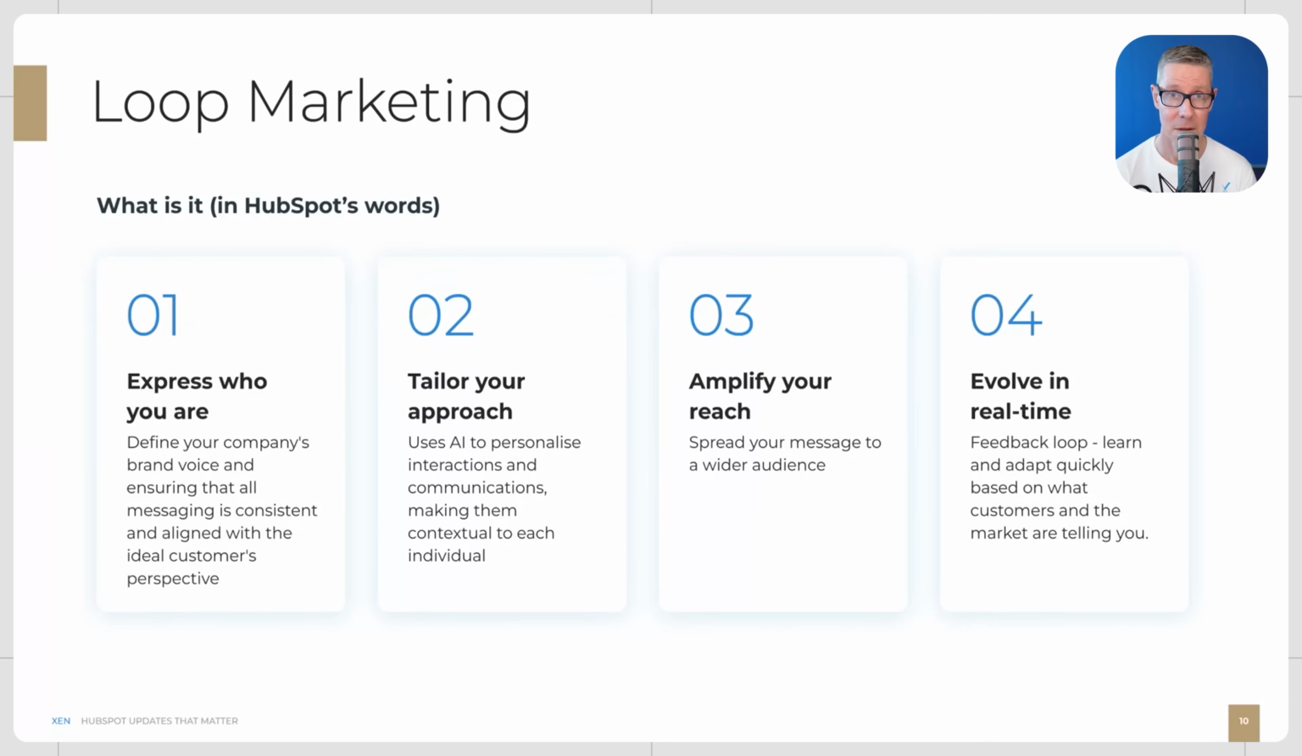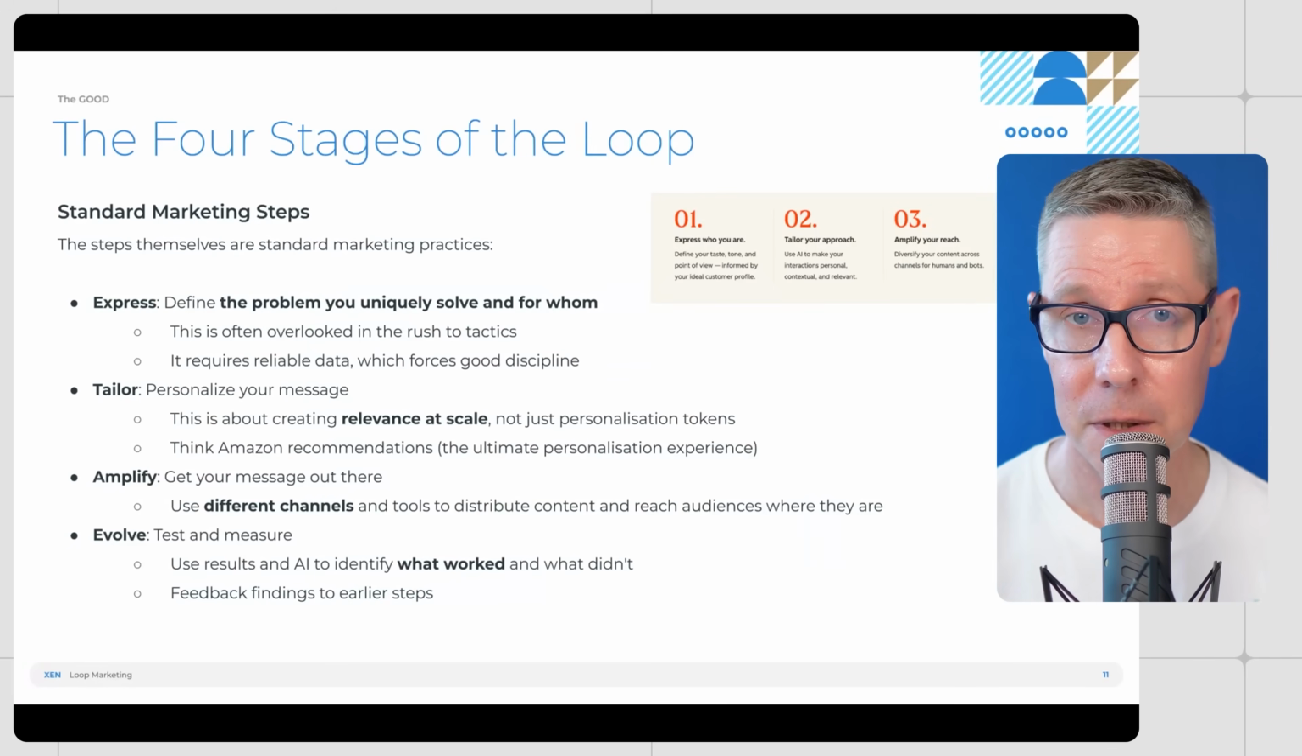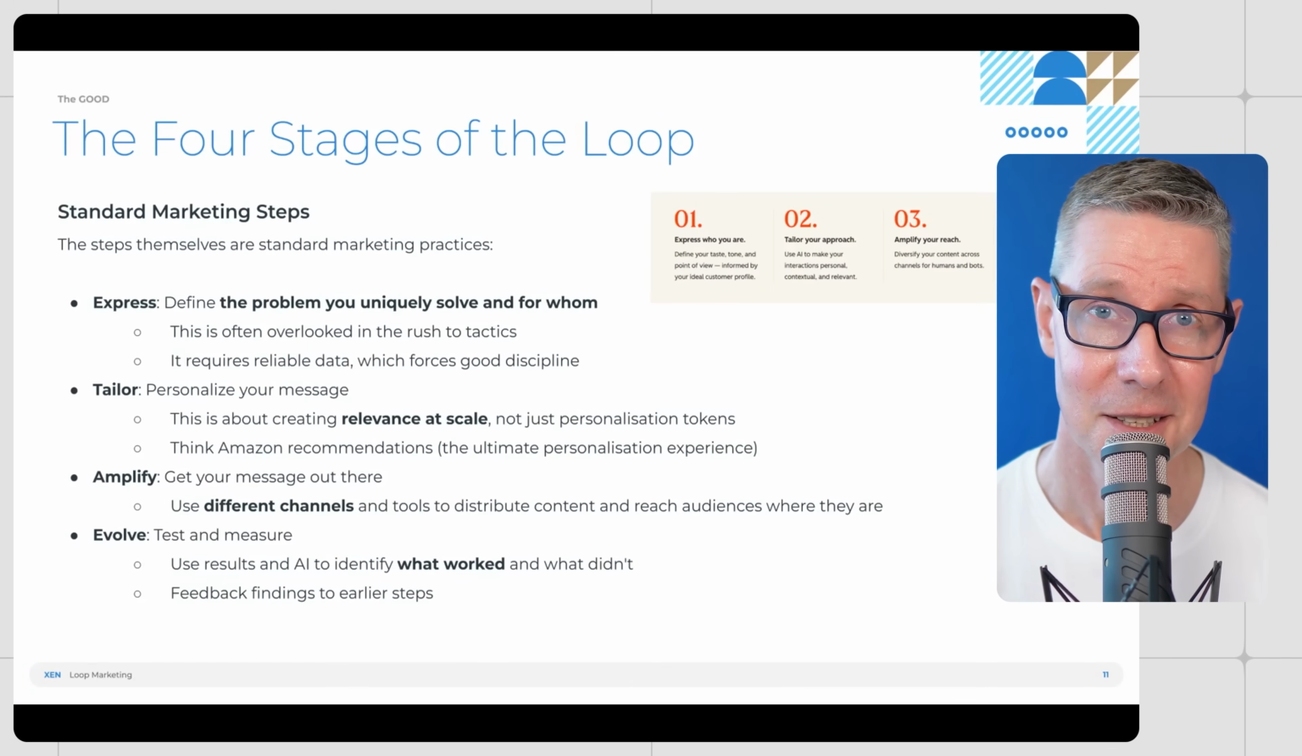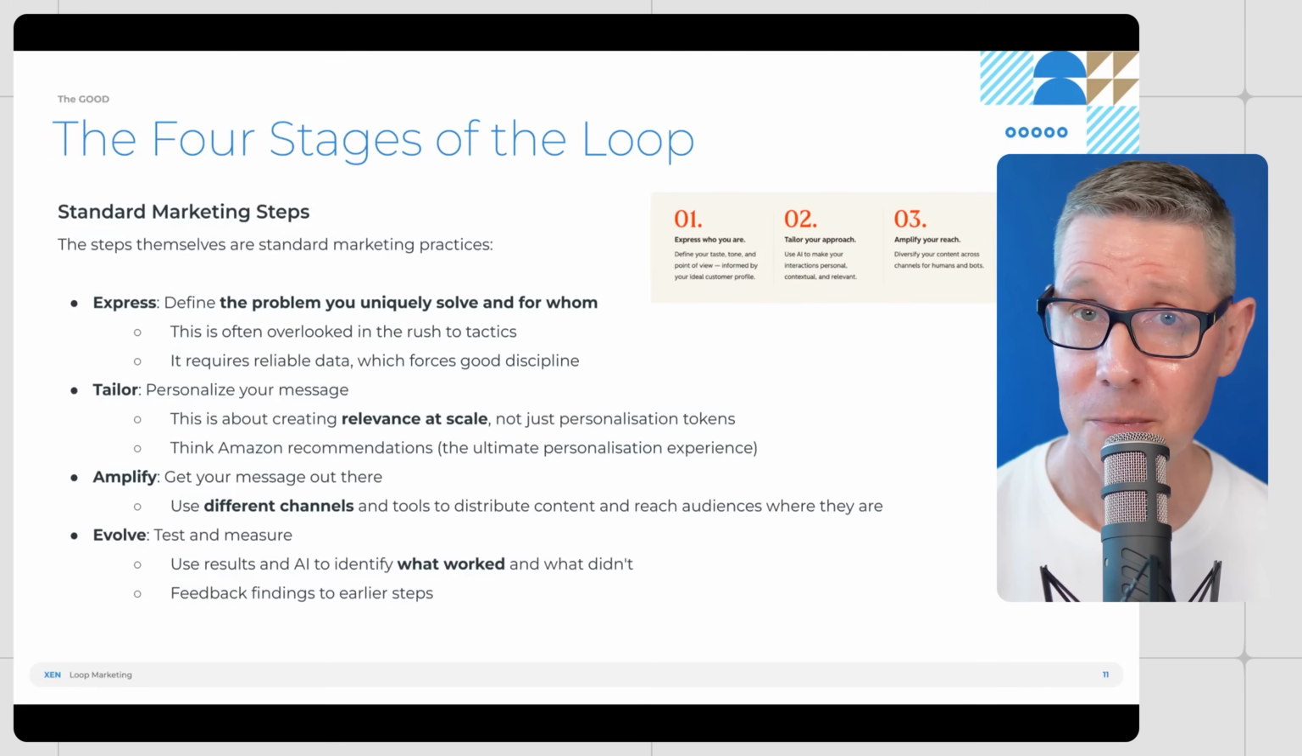The first is, in HubSpot's words, express who you are, then tailor your approach, amplify your reach, and evolve in real time. They're a little bit vague and general. So what does that mean? I feel that, in my words, not HubSpot's words, the first stage, express, is really about what's the problem that you solve uniquely and who do you solve it for.